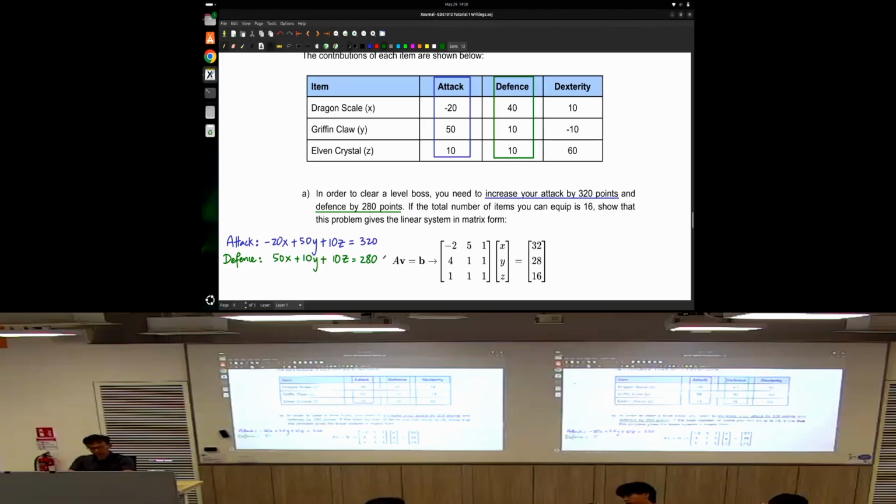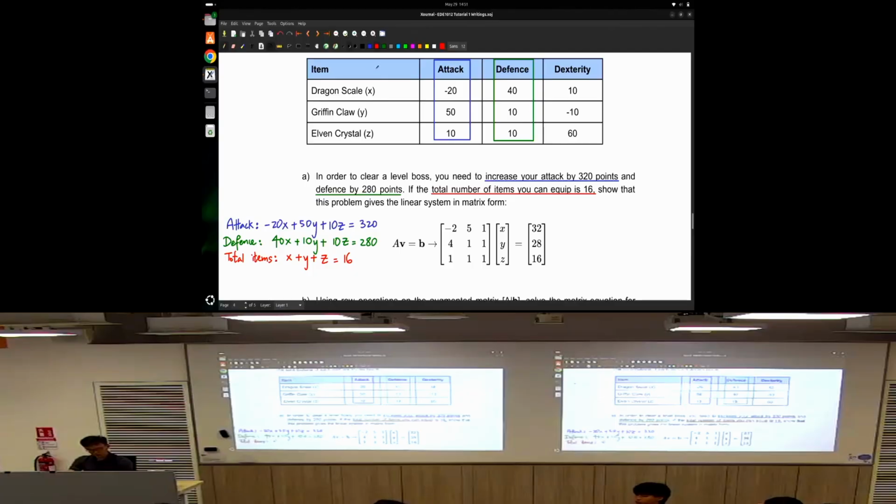Oh, 40, not 50. Then you notice that there's no requirement on dexterity. I only need to have attack points and defense points up in order to clear the boss. So where is the third constraint? The third constraint must be the total number of items that you can equip. So therefore, total items, this has to be x plus y plus z equals to 16.